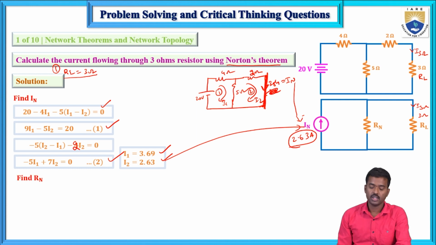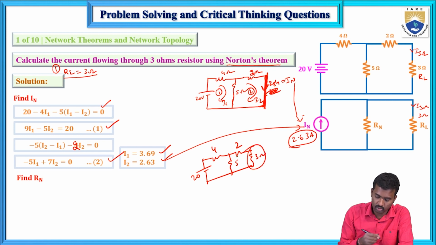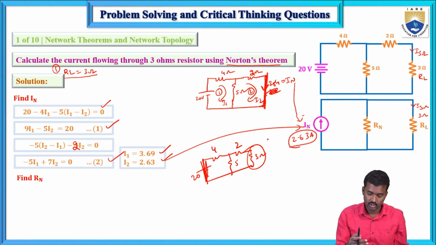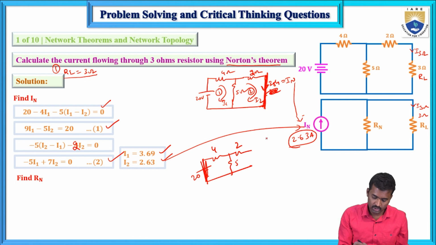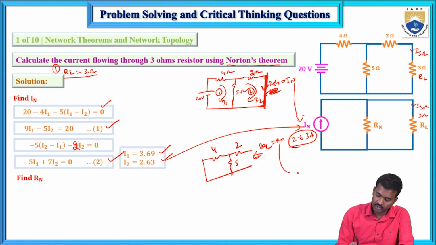For this also, same: remove the load resistance from the given circuit first to determine the RN. So same thing, this one R1, R2, so this one 4, 2, 5 and 20. And this is the load resistance 3. Remove this load resistance and short this load terminal. Now the voltage source is replaced by a short circuit, and calculate this R equivalent. This R equivalent is known as RN.